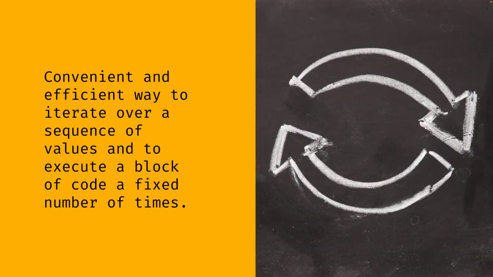For loops are a construct that I use a lot when I'm coding. This control flow statement is very convenient to iterate over a sequence of values or to execute a block of code a fixed number of times. They are very often used in combination with arrays or other data structures to perform operations on each element in a sequence, especially when we also need the index for it.